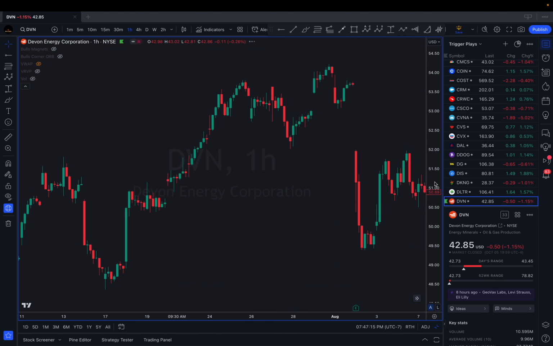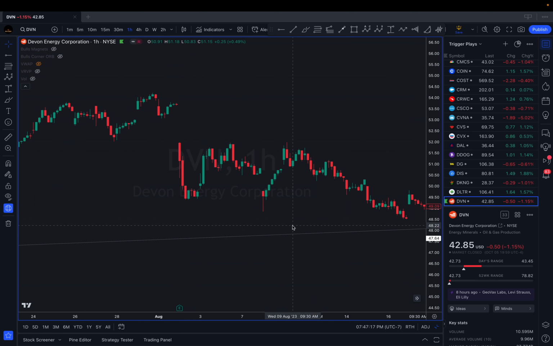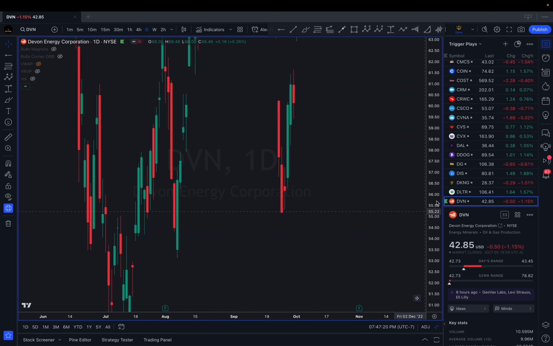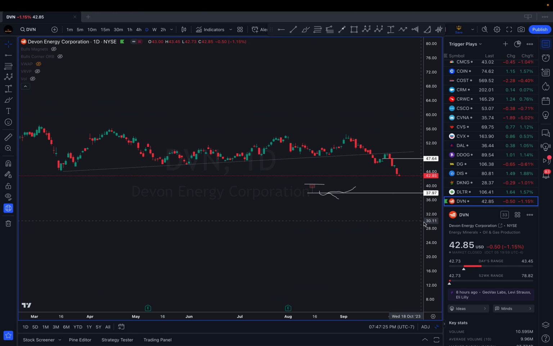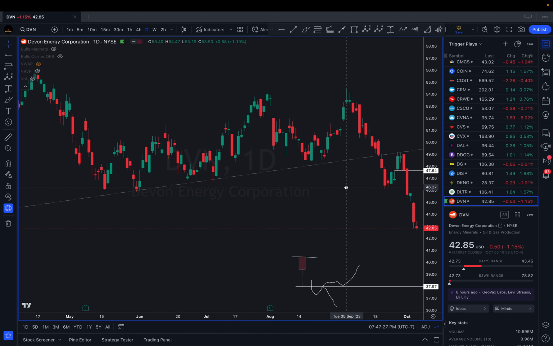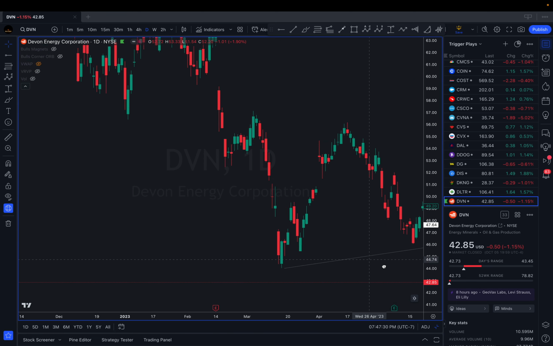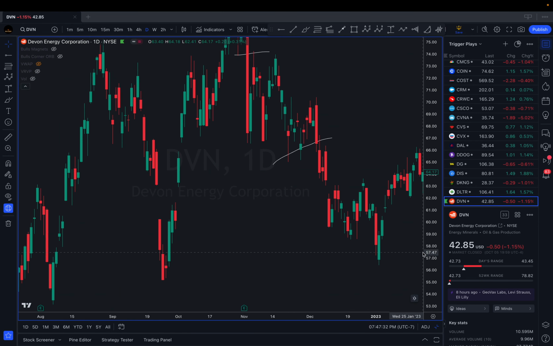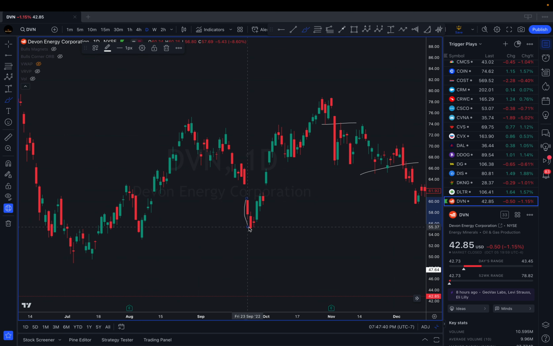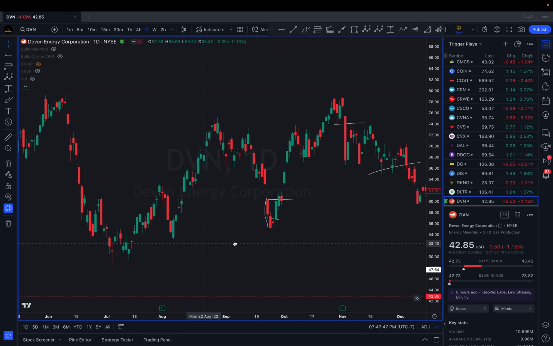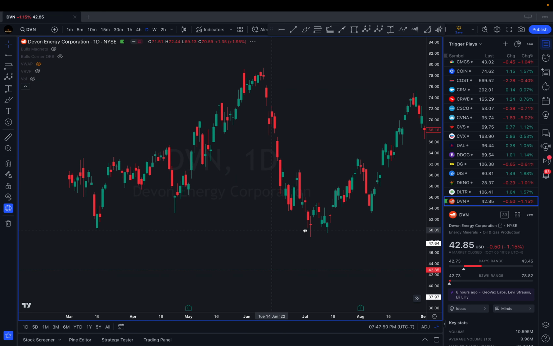I think I saw one on DVN on the daily chart. Right here is a good example. Bearish engulfing coming, followed by a doji, and then formed a bullish engulfing, and then broke out, went higher after that retest.